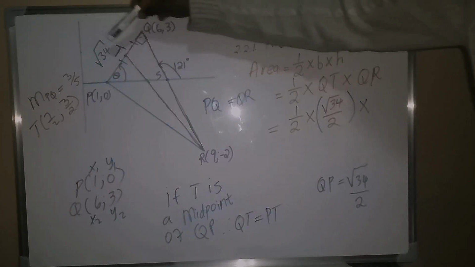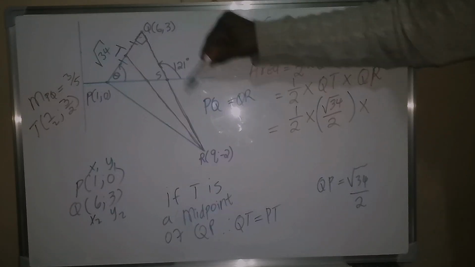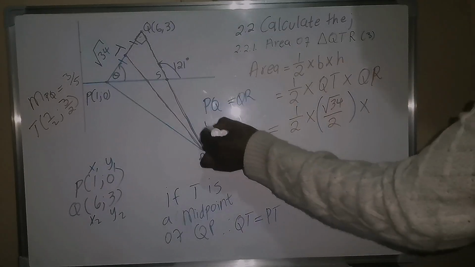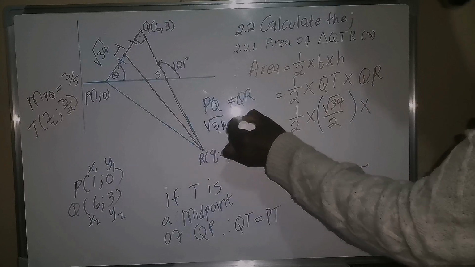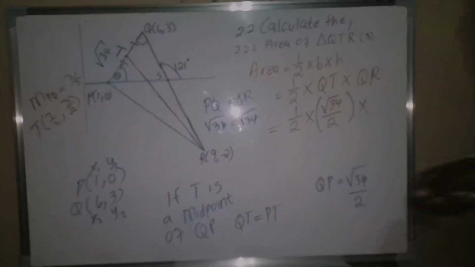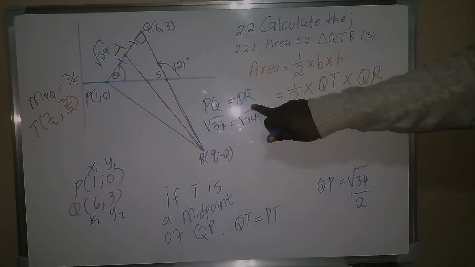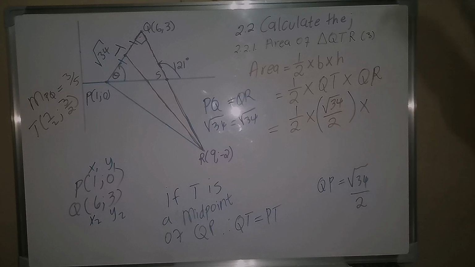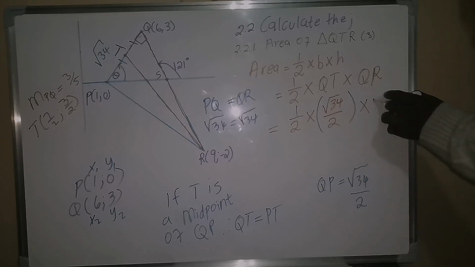Now, this square root of 34, we call it the square root of 34 on QR also. That means PQ is the square root of 34, so the length of QR is going to be the square root of 34. That means the lengths of PQ and QR are equal, square root of 34 on both sides, because they told us on the statement that PQ is equal to QR. I hope you understand me, guys. Let us substitute. Therefore, our answer is square root of 34.